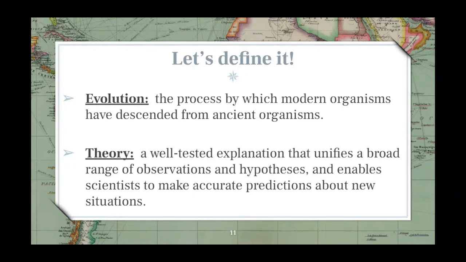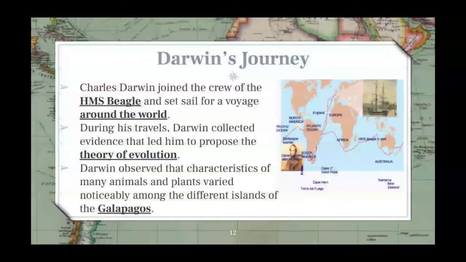Theories can't be proven, but they can be disproven. What we can do with theories is that we can support them with evidence. And so highly supported theories make it very unlikely that they will ever be disproven, and evolution is one of those.